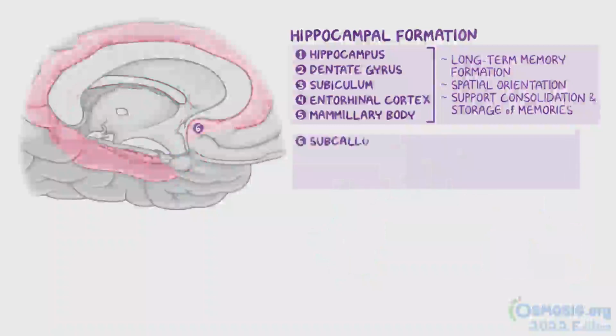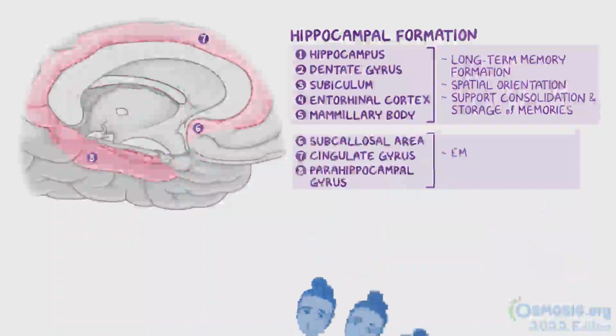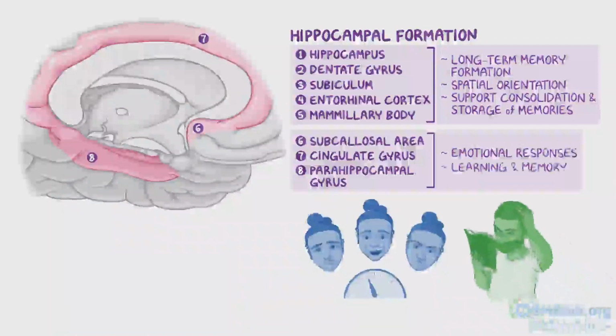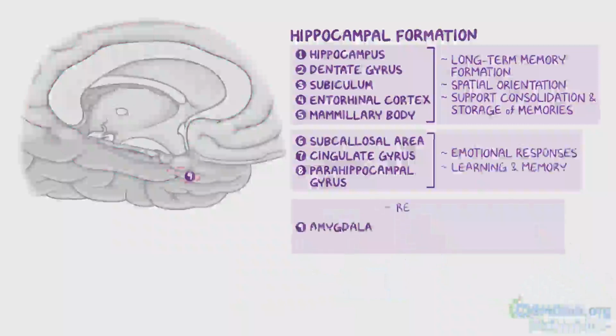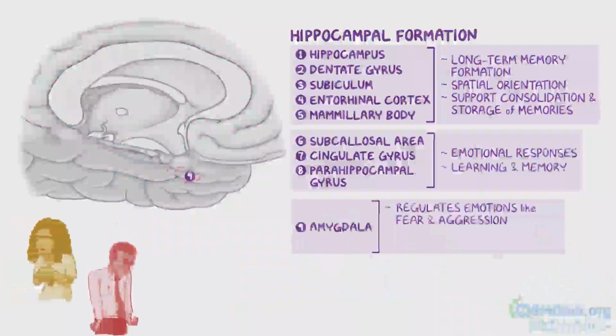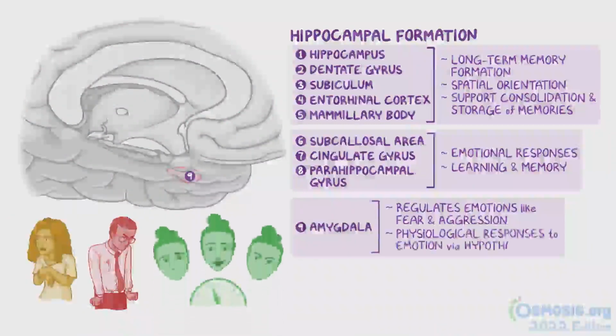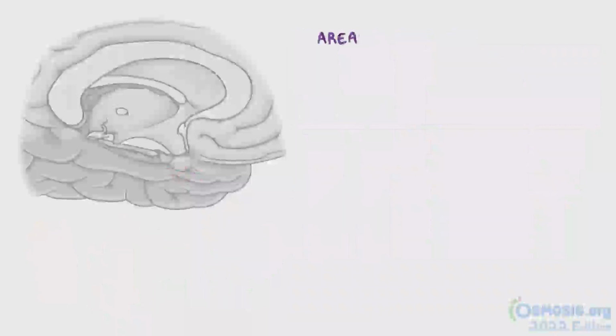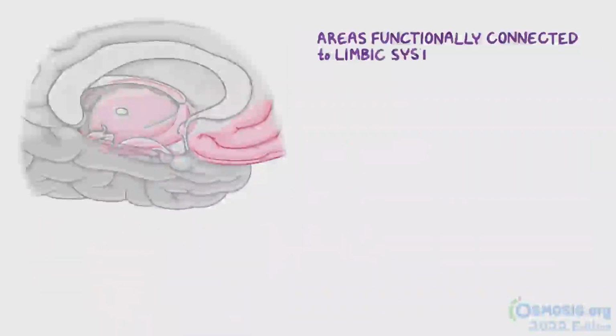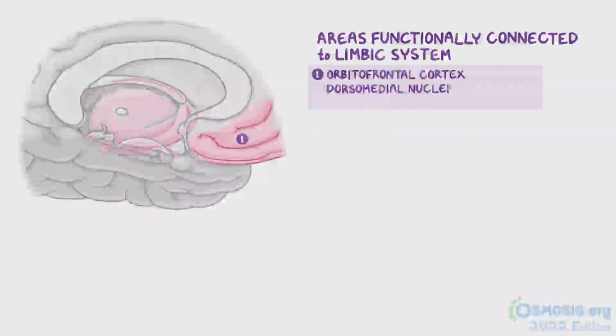Then there is the subcallosal area, the cingulate gyrus, and the parahippocampal gyrus, which support emotional responses and learning and memory. The amygdala regulates emotions like fear and aggression and can elicit physiological responses to emotion via its connections with the hypothalamus. Then there are areas that are functionally connected to the limbic system, and these include the orbitofrontal cortex and the dorsomedial nuclei and anterior nuclei of the thalamus.